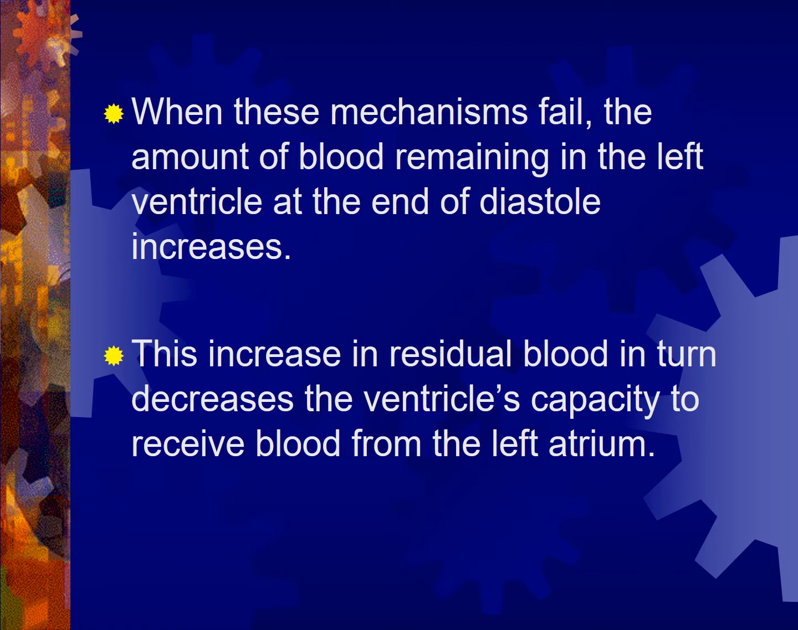And so when these mechanisms fail, the amount of blood remaining in the left ventricle at the end of diastole increases. So if you go back to your terms, preload and afterload, you have a preload problem as well as an afterload problem. So in turn, this increases the muscle mass of the heart and causes a decrease in cardiac output. So things become stasis and you end up with pulmonary edema and fluid that pools in the extremities.